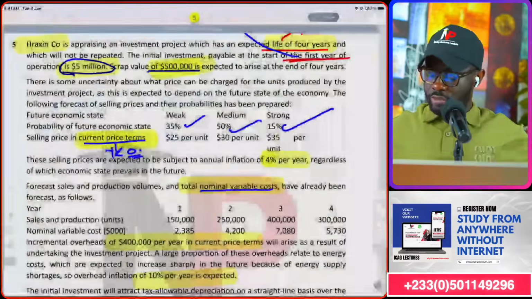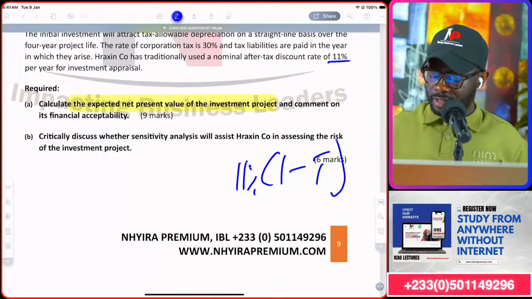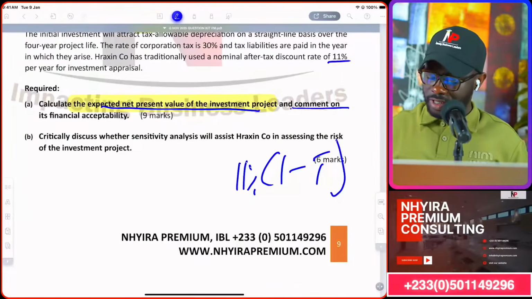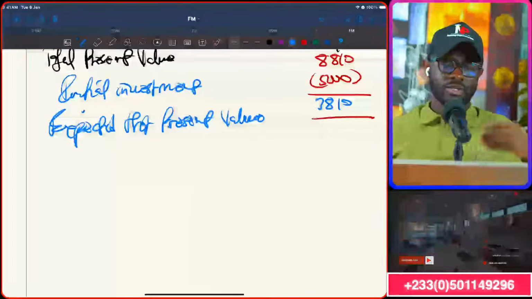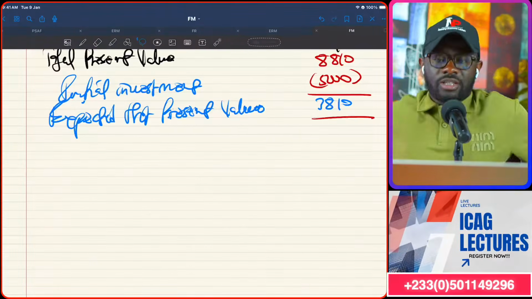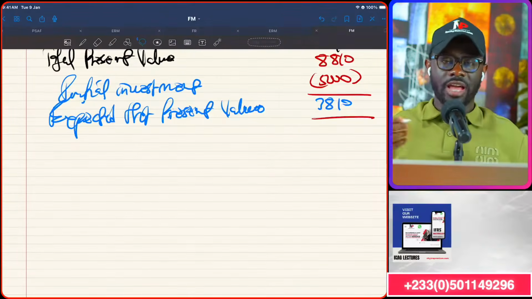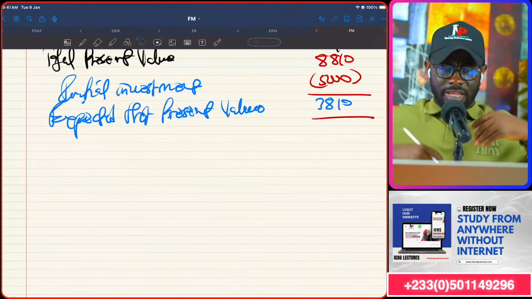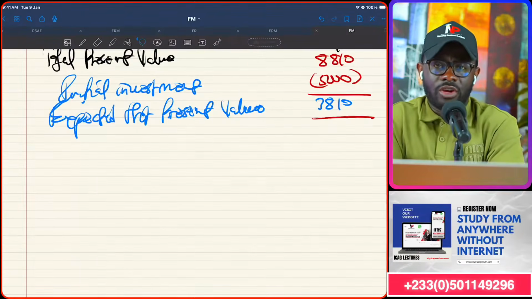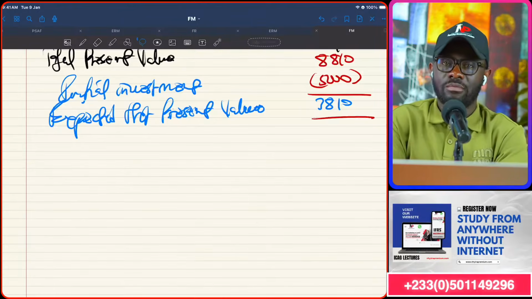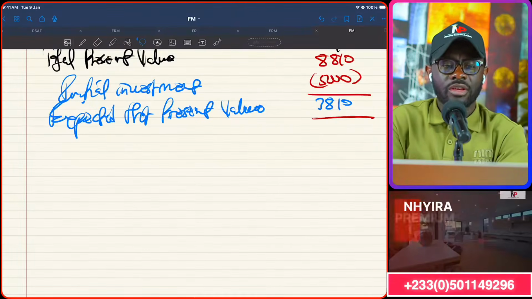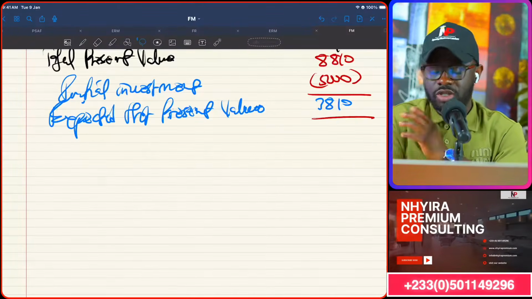Now, are we done? No, because the question said calculate the expected net present value of the project. That's what we have done. And then the second aspect of the question says comment on its financial acceptability. So what did we say? We said if the project has a positive NPV, we accept the project. So that is the second part of the question, which we have to write down to say that the project is financially viable as it will give a positive NPV of 3810. This means that by undertaking the project, Racine Co. will increase the shareholders' worth by 3810, and hence they should undertake the project.